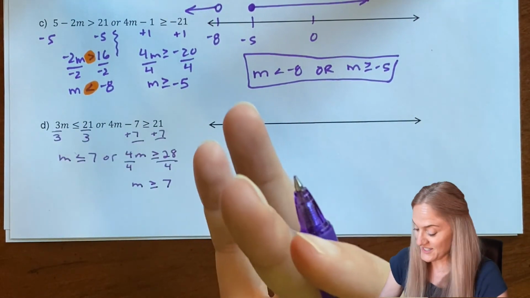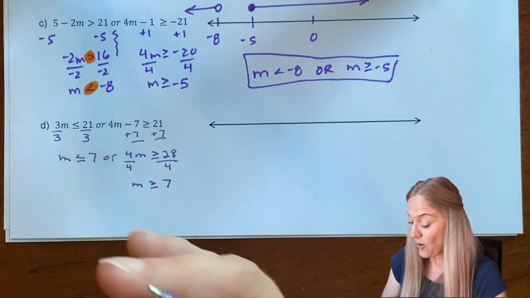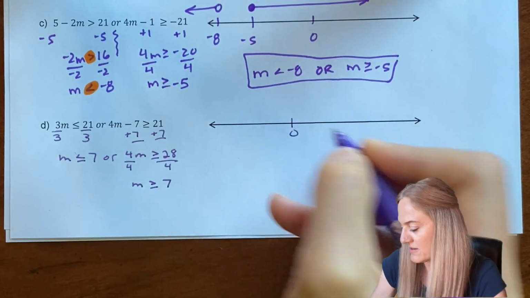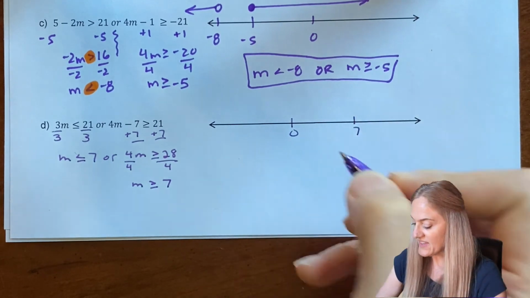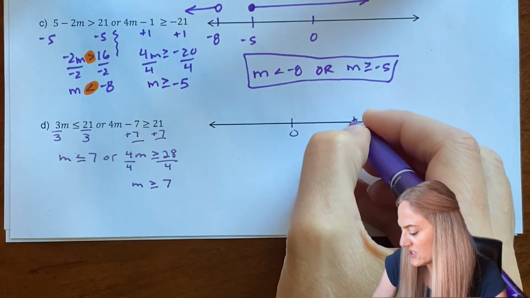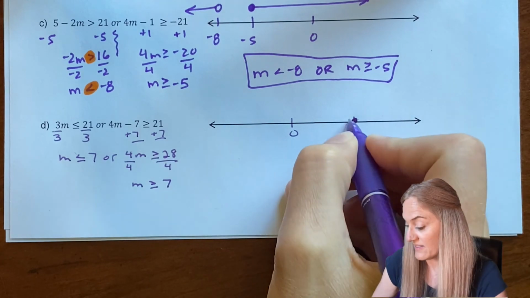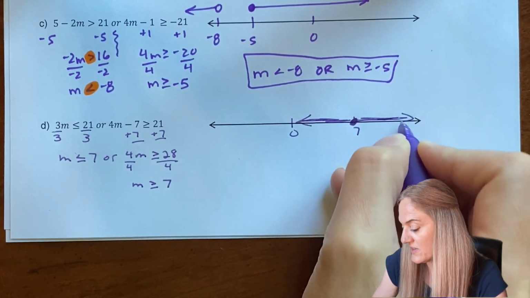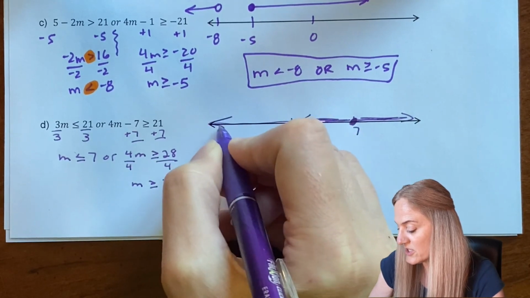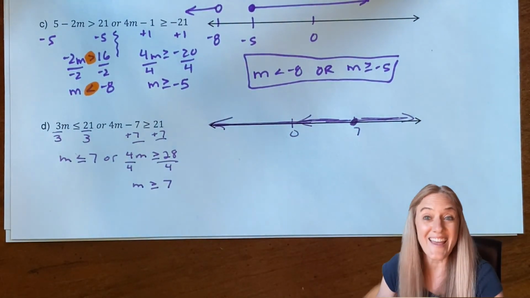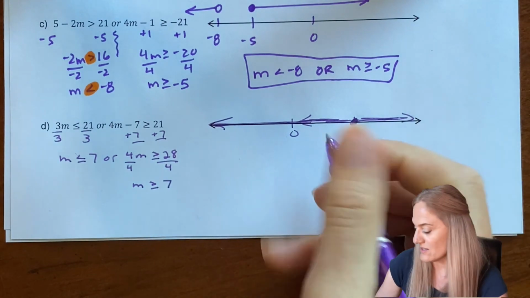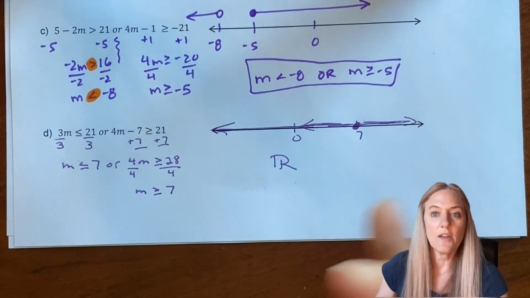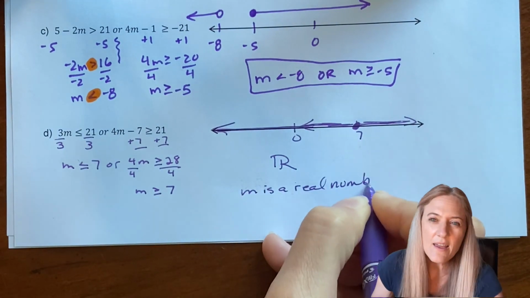So this is interesting. We get m is less than or equal to 7, or m is greater than or equal to 7. So when we go to graph that, we of course put our 0, we put 7, and then it's supposed to equal, so I'm going to totally shade in 7. But the first one says less than or equal to, and the second one says greater than or equal to 7. So in this case, our solution set is all real numbers because every single thing on that number line is shaded. So all real numbers. Do you remember the double bar R for all real numbers? If we wanted to be very specific, we could say m is a real number.